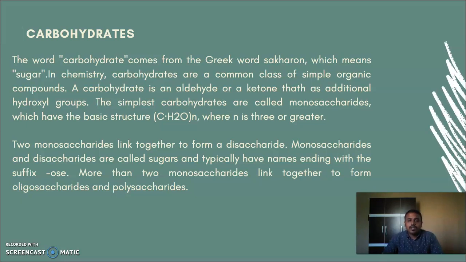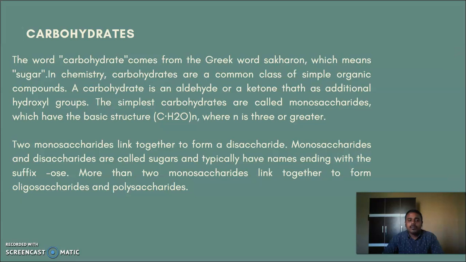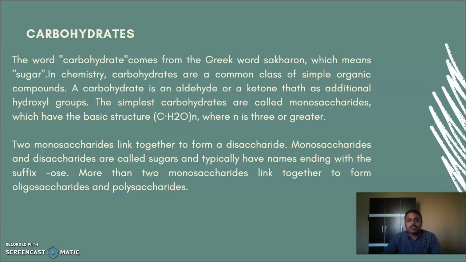Monosaccharides and disaccharides are usually called sugars, and typically have names ending with the suffix "-ose". Anything ending with "-ose" is either a monosaccharide or a disaccharide. For example, a common "-ose" that we know very well is glucose. So glucose, fructose, lactose, likewise anything ending with "-ose" is a sugar which is a monosaccharide or a disaccharide. More than two monosaccharides link together to form oligosaccharides and polysaccharides. So the first level is monosaccharide, then two monosaccharides join together to form a disaccharide, then more than two monosaccharides join to form oligosaccharides.